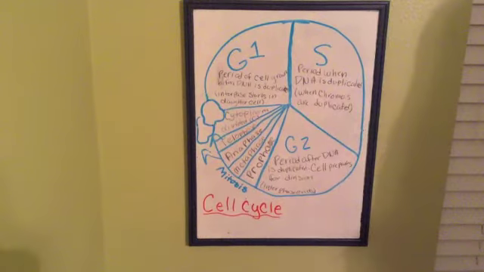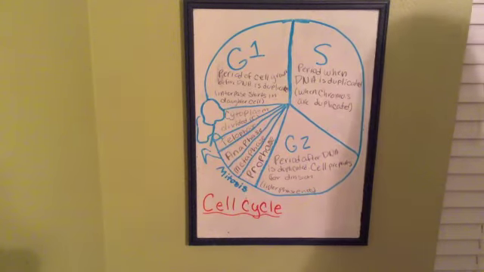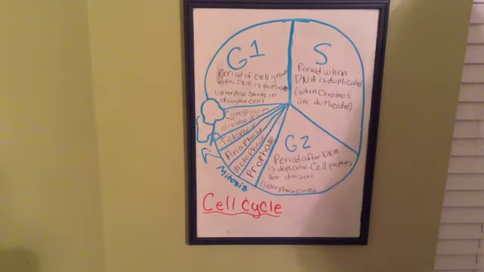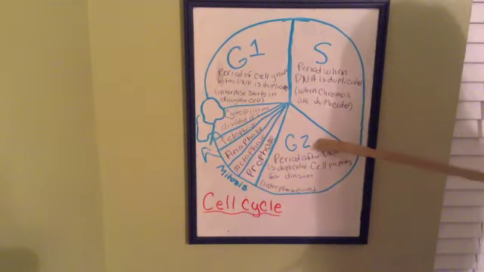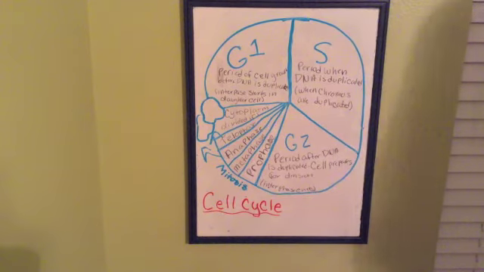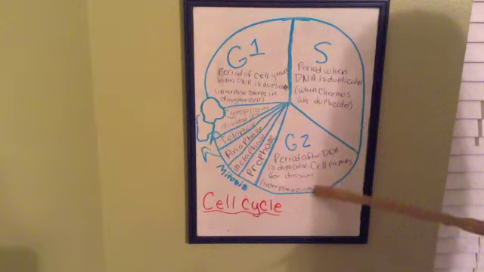This is the cell cycle. G1 is the period of cell growth before DNA is duplicated, and that is where the interphase begins. S phase is the period when DNA is duplicated. G2, a period after DNA is duplicated, the cell prepares for division, and this is where the interphase ends.